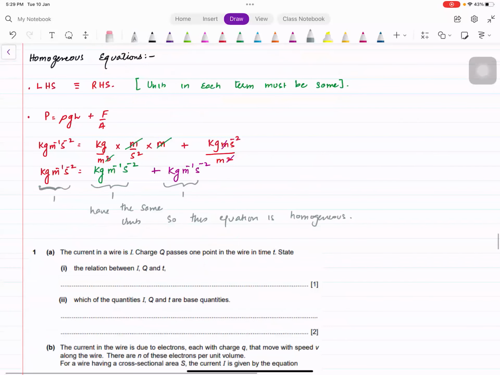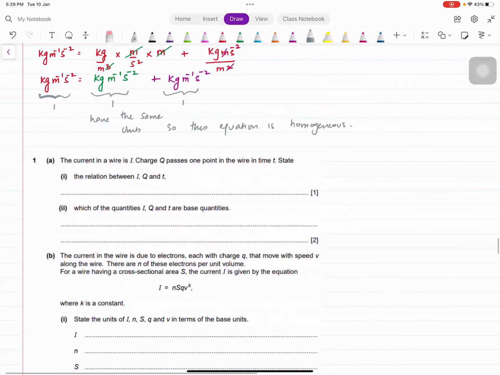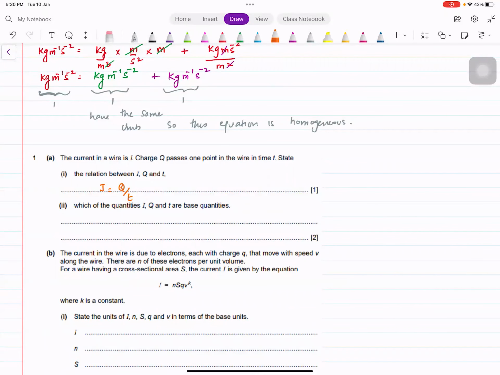Now let's look at this question and see what they're asking. First of all, they say the current in the wire I and charge Q passes 1 point, and state the relationship between. This is basically current is equal to charge over time. This is the relationship you already know. In which of the quantities are the base quantities? Charge is in coulombs, so it's not a base quantity. Current and time are. So we could say I and T.